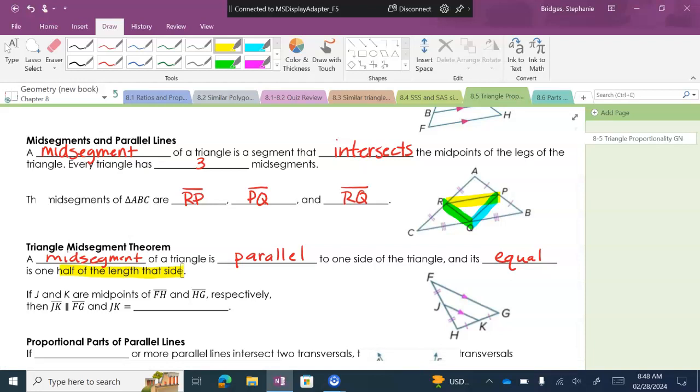So let's say in this picture, if this side here is 10, my mid-segment is half of that, which would make it, what's half of 10? 5. So that length is 5, right? And we can also go backwards. If this mid-segment is 10, what would this length have to be? 20, okay? So if you're given the mid-segment, you double it to get the length of the side. If you're given the side, you cut it in half to get the length of the mid-segment.